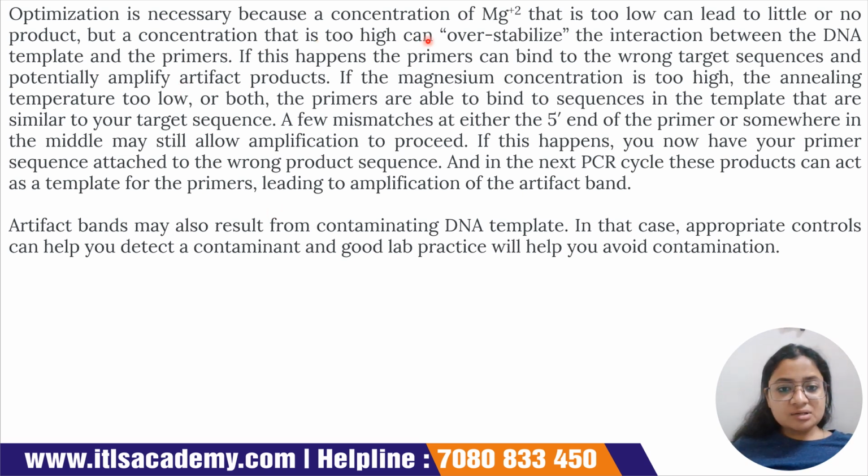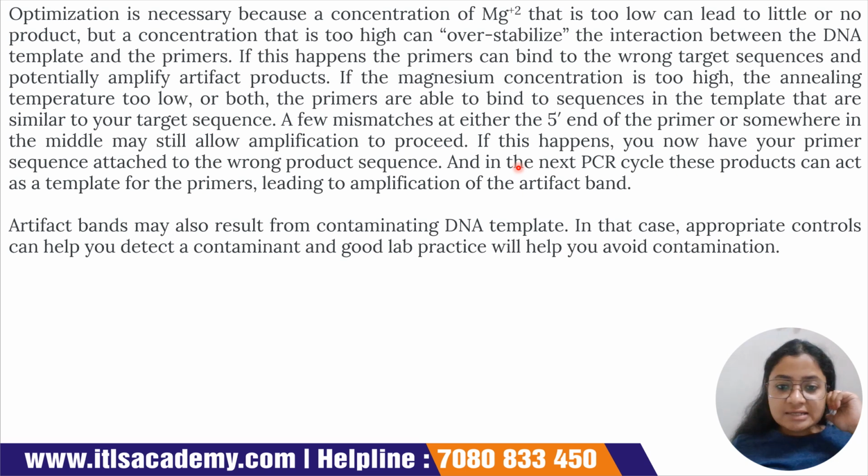Optimization is necessary because a concentration of Mg2 plus that is too low can lead to little or no product, and a concentration that is too high can overstabilize the interaction between the DNA template and the primers. If this happens, then the primers can bind to the wrong target sequence and potentially amplify the wrong products. If the magnesium concentration is too high, or the annealing temperature is too low, or both, then the primers are able to bind to sequences in the template that are similar to your target sequence.